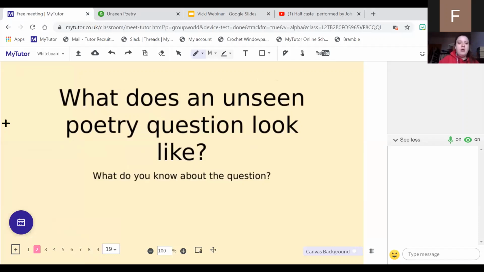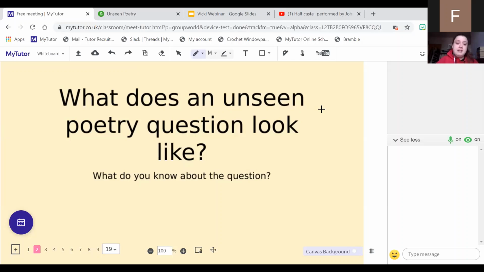So what does an unseen poetry question look like? What do you guys know about the question so far? Have you got any clues, any ideas? If you don't know anything at all, that is absolutely fine. If you do, brilliant, pop it in the chat. It could be something really small, like how many marks, or what sort of style the question is going to look like, anything along those lines.